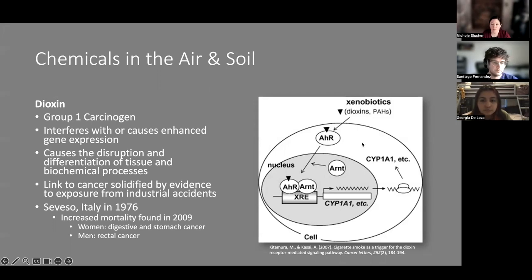Here you can see a proposed mechanism of action where dioxins bind to AHR, aryl hydrocarbon receptor, which when activated enters the nucleus and promotes transcription of cytochrome family enzymes that help metabolize dioxin, but also promote the formation of reactive oxygen species and can cause genotoxic effects.